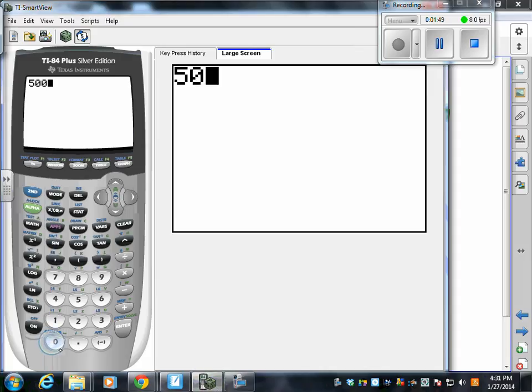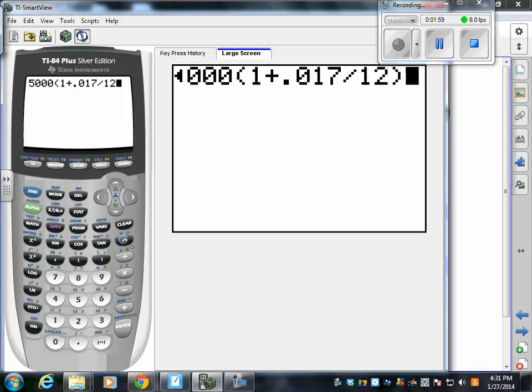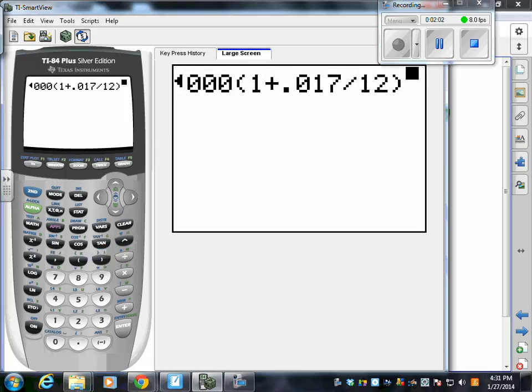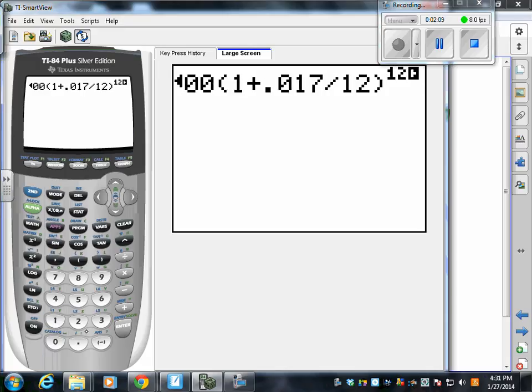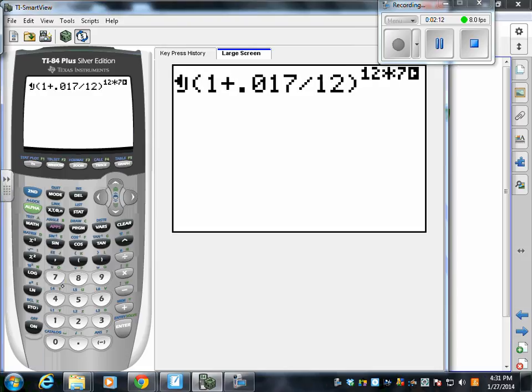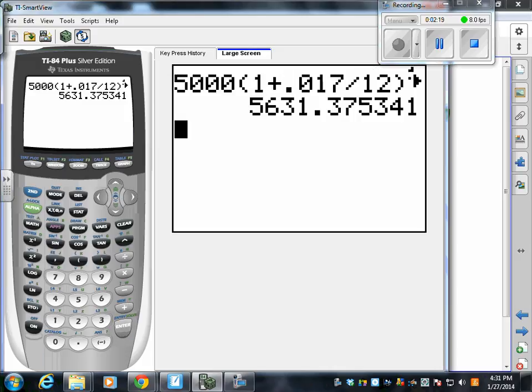So let's grab a calculator. We're going to do 5,000 parentheses 1 plus 0.017, 1.7% divided by 12 to the, now since there's two things in my exponent, you will need to put parentheses. Mine's automatically going to raise mine to that power, but I would want parentheses 12 times 7. All right, and then I'm going to push enter, and I get $5,631.37, or we'll round that to 38 cents.